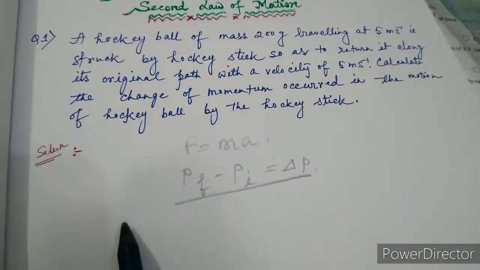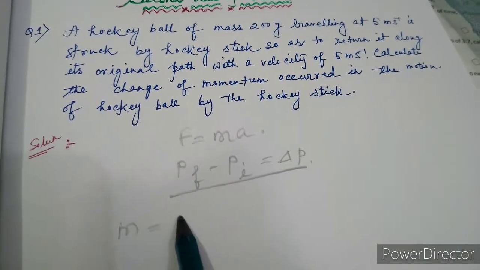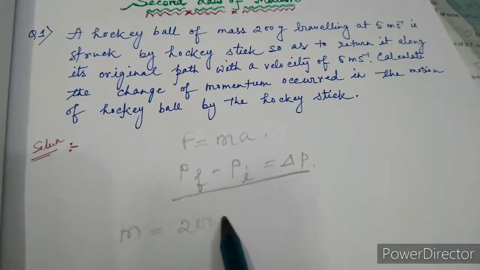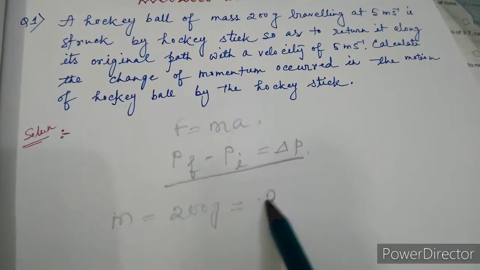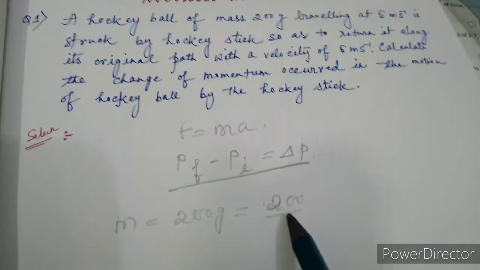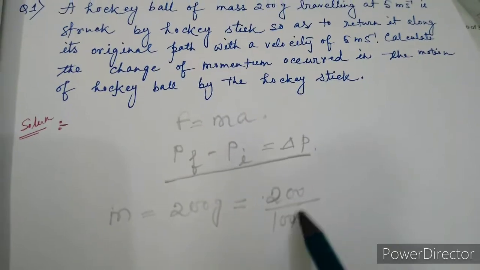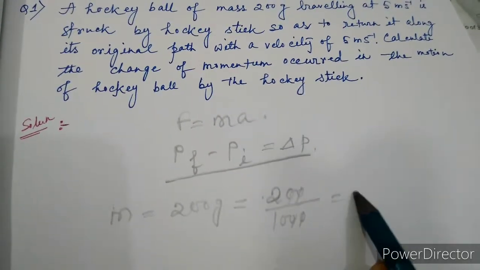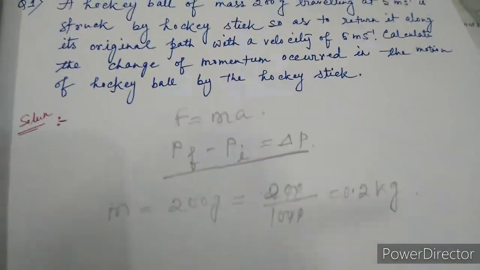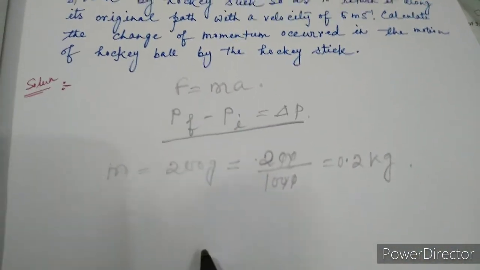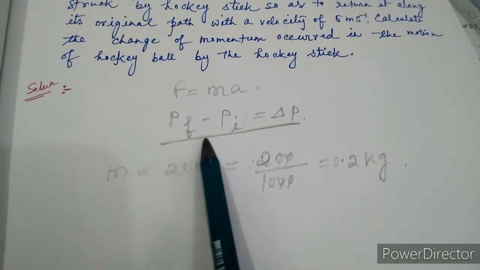So here at first we will write down the data. Data: m, that is mass, is equal to how much? That is 200 gram. So you have to convert this gram into kg, that is 200 divided by 1000. So it will be 0.2 kg. Okay, so this is its mass.